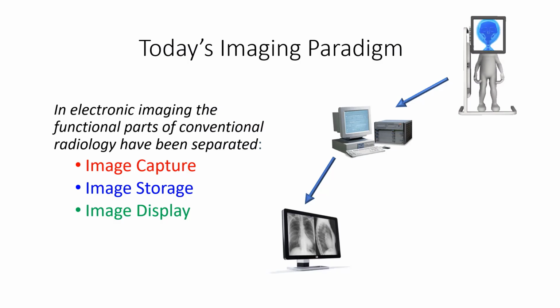In traditional analog imaging or film screen, the exposure resulted in a specific output. Today's imaging is digital, and in electronic imaging, the functional parts of a conventional radiology have been separated into image capture, image storage, and image display. And we can manipulate each of these areas to produce an image that we would want to display for a particular reason.